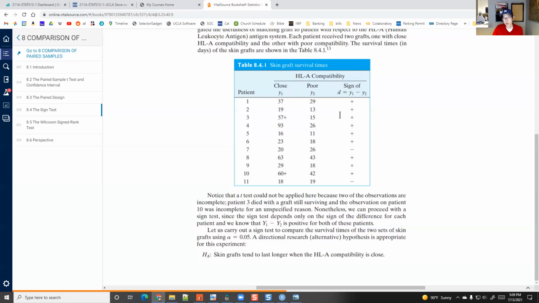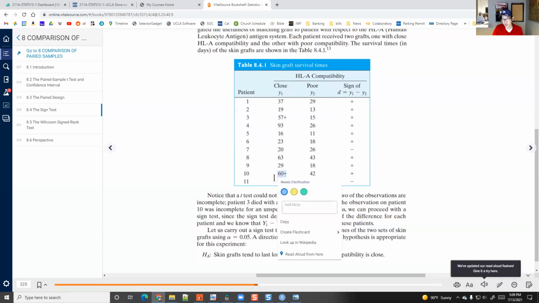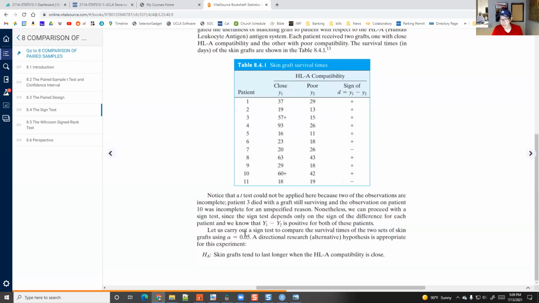Okay. So anyway, this would be a scenario where the sign test would be appropriate because using a t-test, we don't actually have the numbers themselves. Now, somebody could just say, well, let's just use 57. Let's just use the number 60, but that's perhaps not the most accurate way to do it.